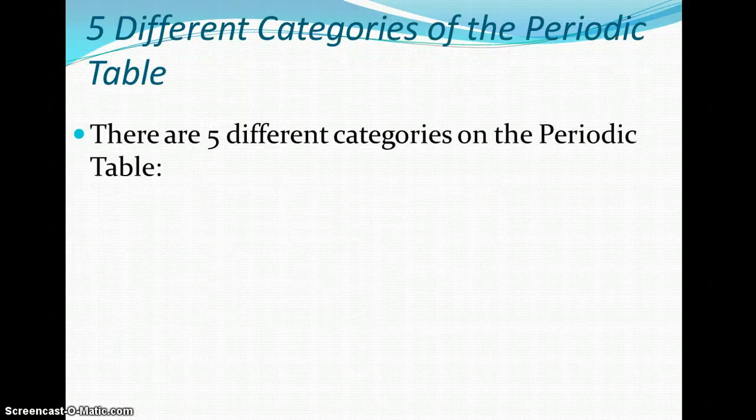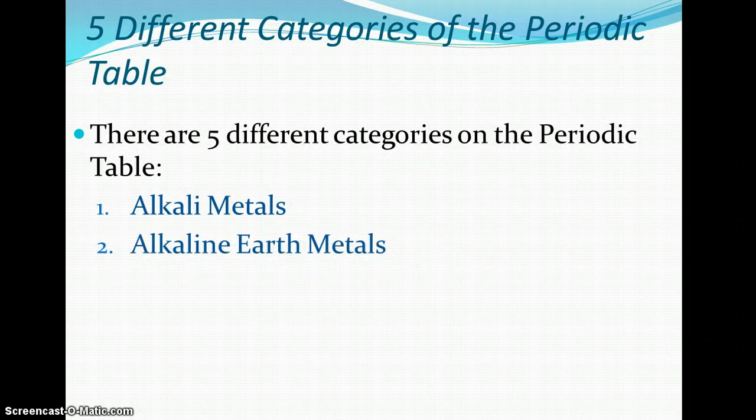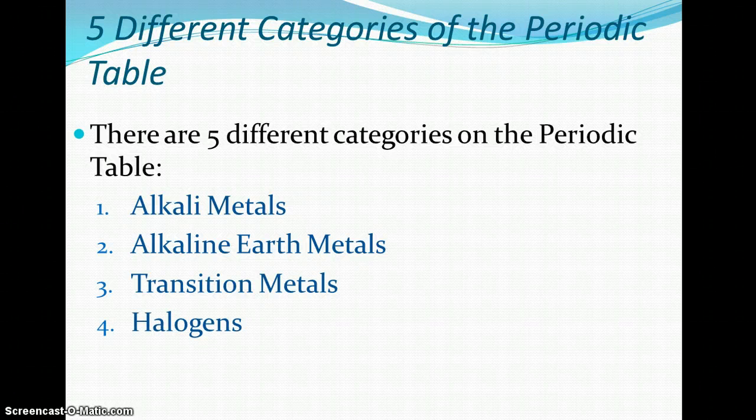There are 5 different categories of the periodic table: the alkali metals, the alkaline earth metals, the transition metals, halogens, or noble gases. You should be writing this information down on the notes that you picked up on the way in. We're going to talk about the differences in the groups, where we can find them, valence electrons, and some example elements for each.